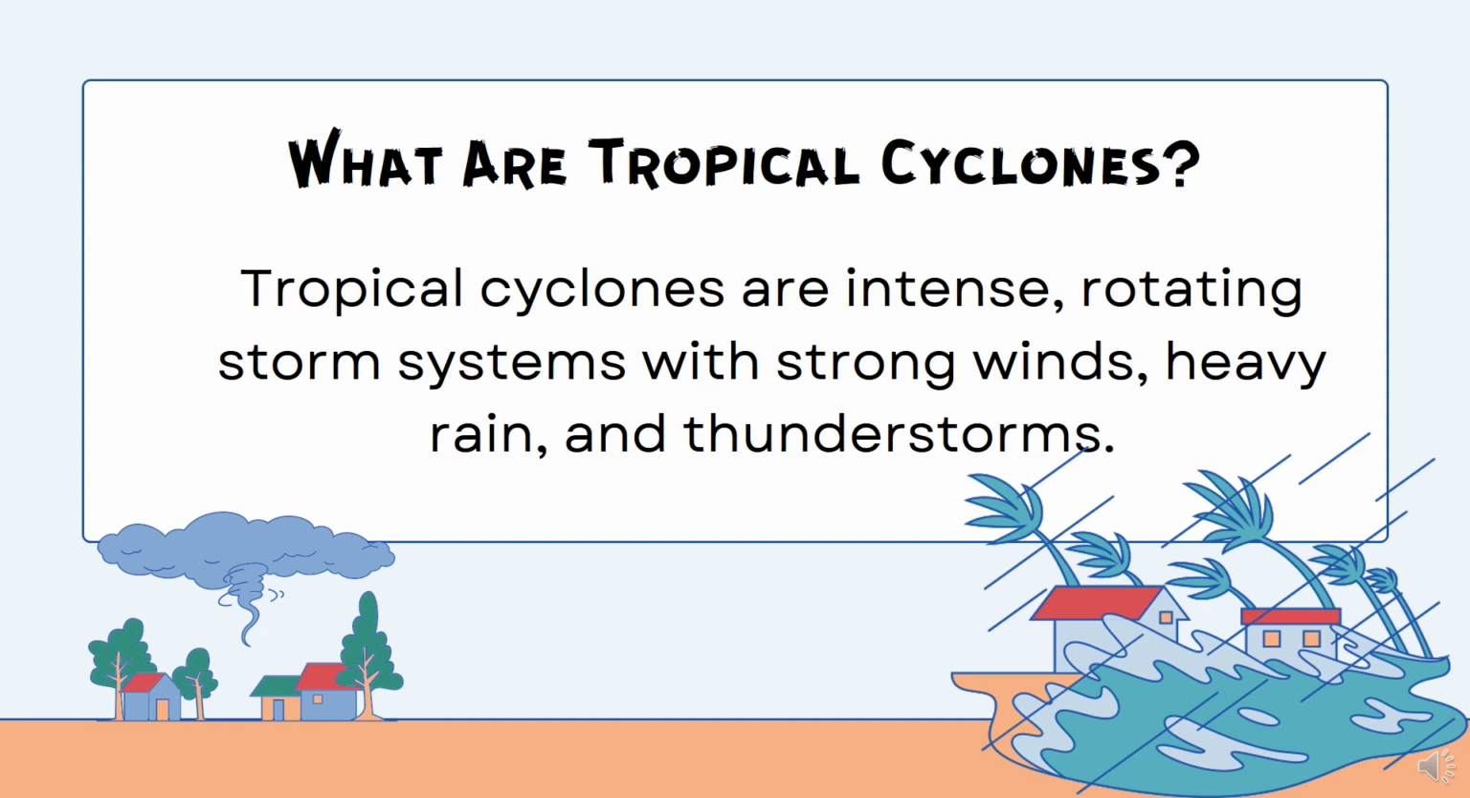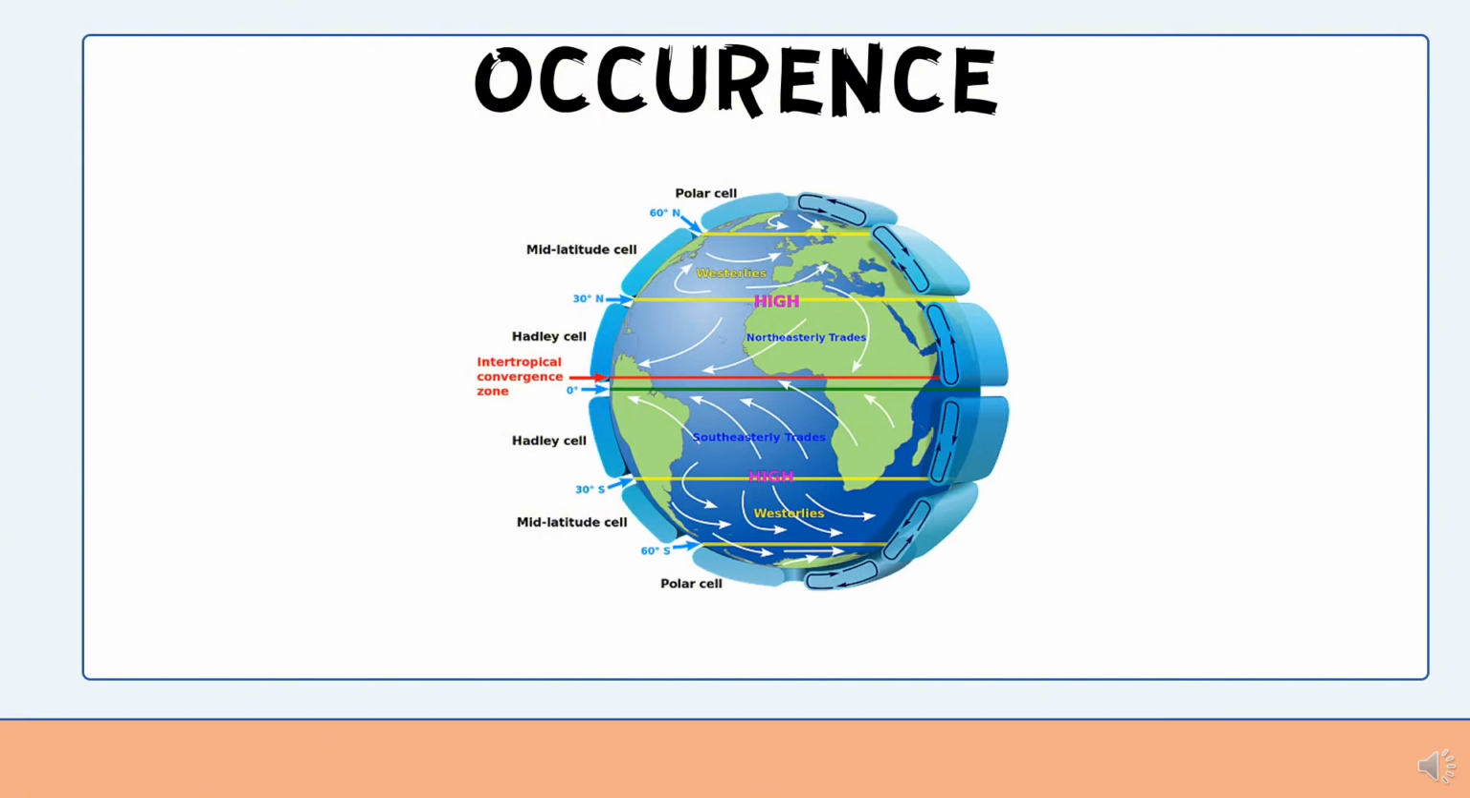I've seldom seen them ask for the definition of tropical cyclones, but it's always good to know. You also need to know where they occur. This is something they may slide in as a 1 mark or 2 mark question. As you can see here, tropical cyclones occur within 30 degrees north and south. This is basically right here, where the pointer is pointing.